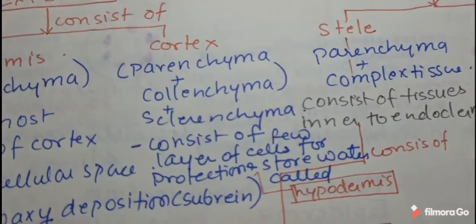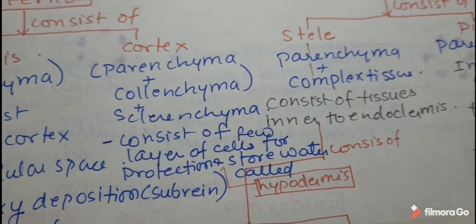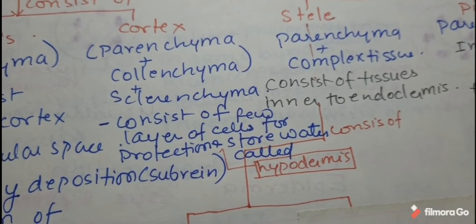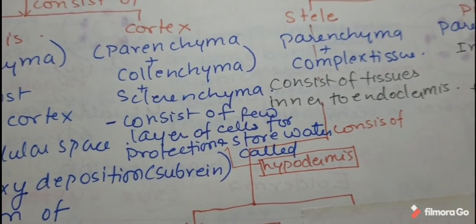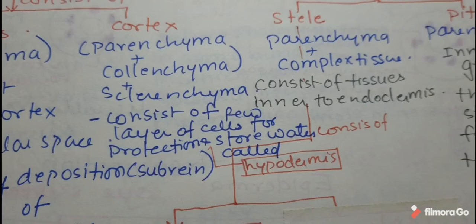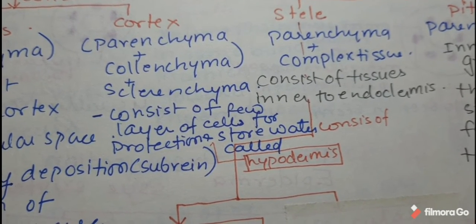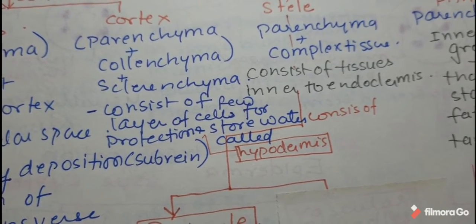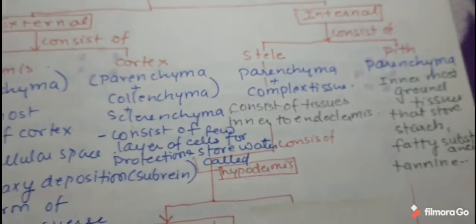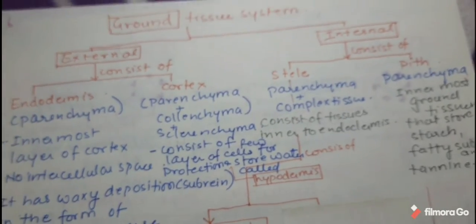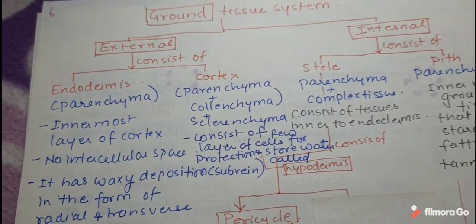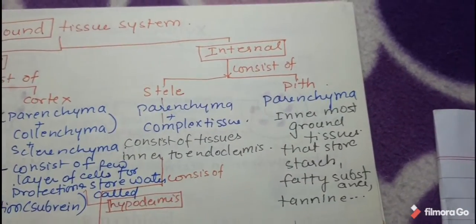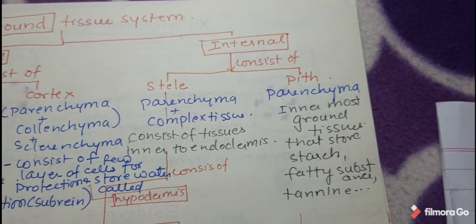Okay. Then cortex cells, which may be parenchyma, collenchyma, and sclerenchyma, and they consist of all these in different ways, and they consist of a few layers of cells for protection and storage of water, which are known as hypodermis. We'll see where hypodermis is present, how these different cells are organized in the root and stem, in this video.